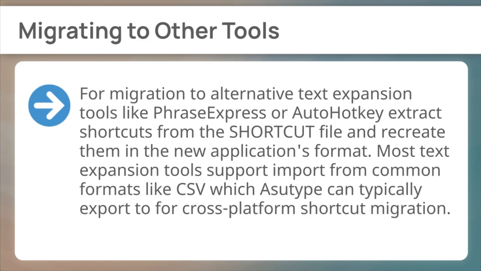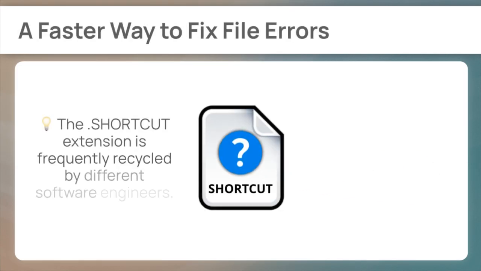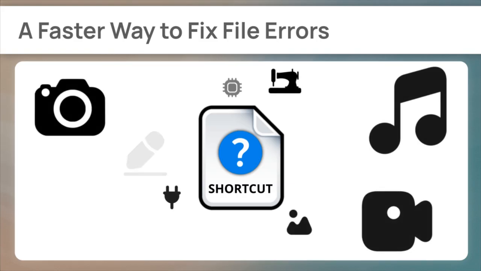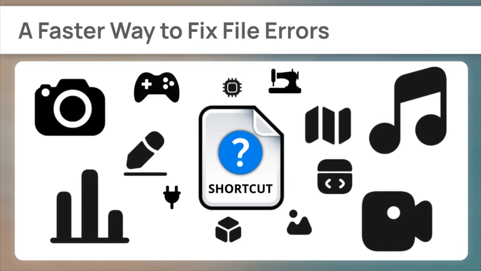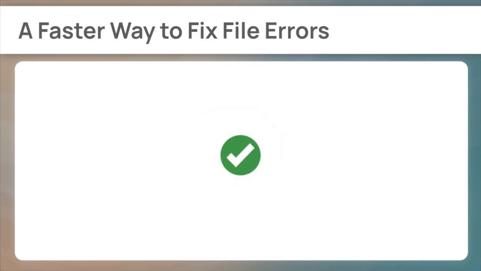Most text expansion tools support import from common formats like CSV, which Asutype can typically export to for cross-platform shortcut migration. If compatibility checks failed, it is likely because the file extension name is shared by different developers for unrelated formats, causing your PC to use the wrong reading language. This professional-grade approach allows the software to analyze the file autonomously, which can offer a significantly higher chance of success for stubborn or non-standard formats.